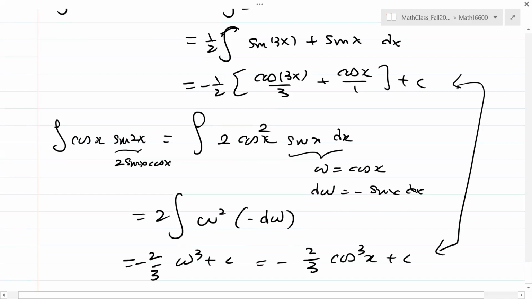You see, for integrals of this function, there can be different forms, but eventually they can change from one to another. For example, cosine 3x you can change to cosine cubed x. Okay, you can change that. So those two are the same. They're equal.